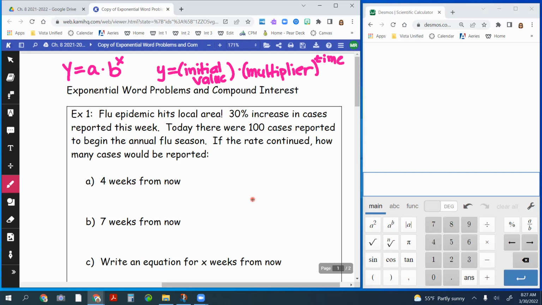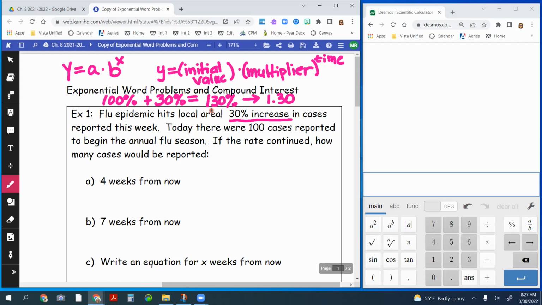Now, when we're dealing with percent increase or percent decrease, when we have a 30% increase, we are going to take 100%. We are going to add or subtract depending on if it's an increase or decrease. It's increasing, so we're going to add 30%, which gives us 130% that we're finding every single time. And when we change that to a multiplier, we take the decimal, move it 2 places, and it becomes 1.30, and that's going to be our multiplier.